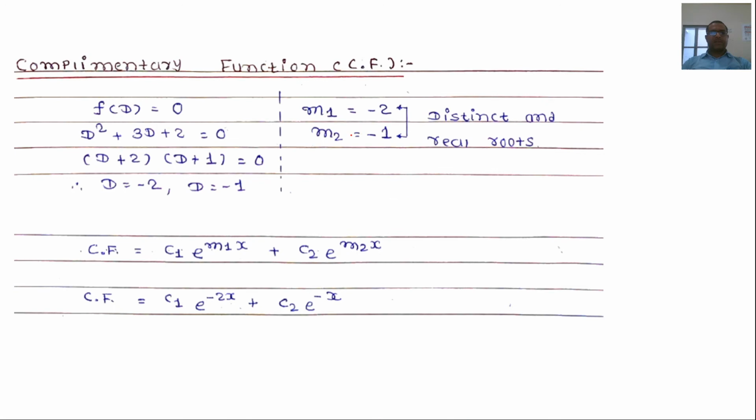Now first obtain the complementary function. As we discussed, non-homogeneous differential equations contain two parts. The first part is the complementary function and the second is the particular integral. So first of all, obtain the complementary function. For that, put f of D equal to 0, and by factorizing, you will get D is equal to minus 2 and D is equal to minus 1.